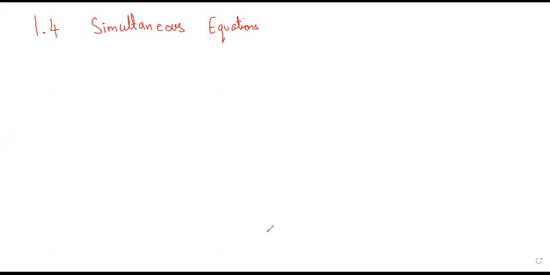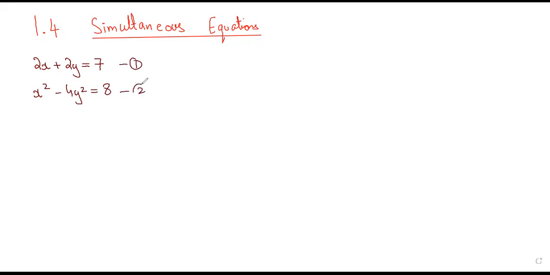Let's discuss this through an example. It is 2x plus 2y equals 7, and then it is x squared minus 4y squared equals 8. These are the two equations and we need to solve this.